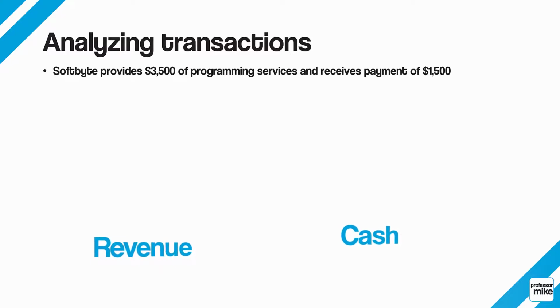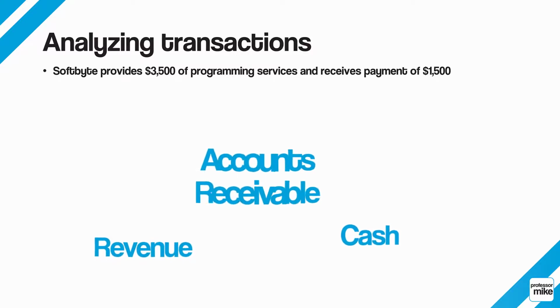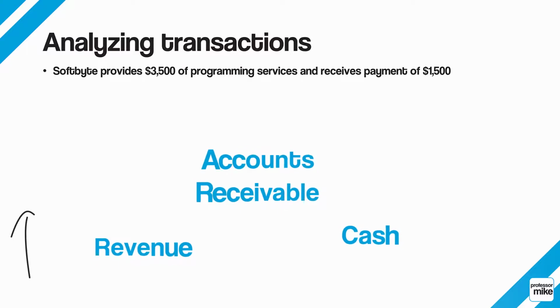So that $2,000 is an account that is receivable to us, and we're going to call that an account receivable. Again, I could hear you right through the computer screen. It's an account receivable. Of course it is. Well done. So the 3 accounts that are being affected are revenue, accounts receivable, and cash. Revenue's going up. Accounts receivable and cash, both assets, are also both going up.